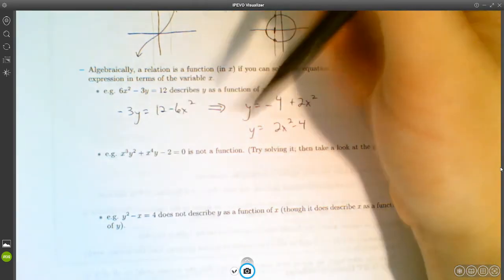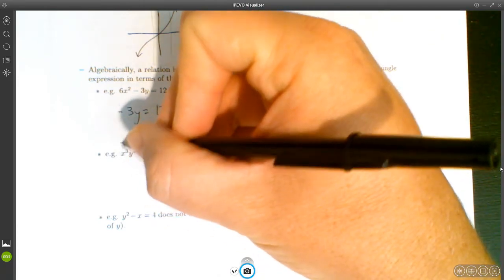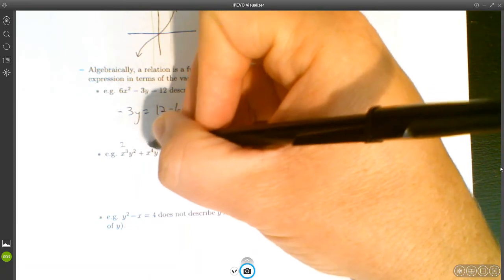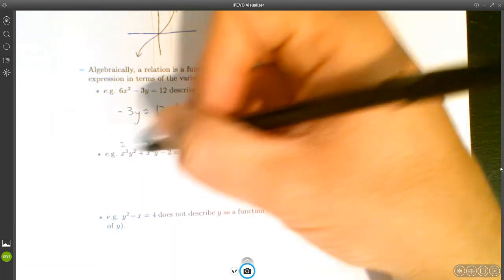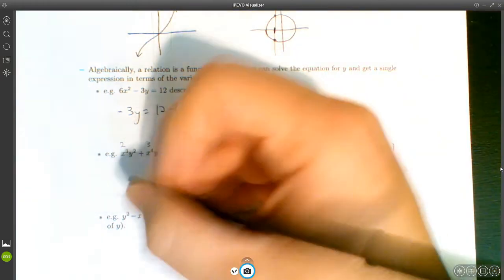This is a little bit trippy, but just imagine that x cubed is some number like 2, and imagine that x fourth is some other number like 3. Right, and then 2 already is a number. And so what you basically have is 2y squared plus 3y minus 2 equals 0. So you can use the quadratic formula to solve for y.